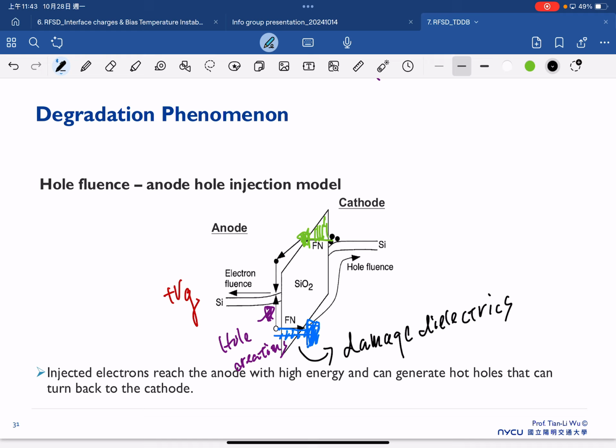So that's the main thing for anode hole injection, or hole fluence. That's why this mechanism degrades our dielectric: we call it hole fluence because there's a hole injection here, and the hole injection will damage the dielectric. So injected electrons reach the anode with high energy and can generate holes that can turn back to the cathode.